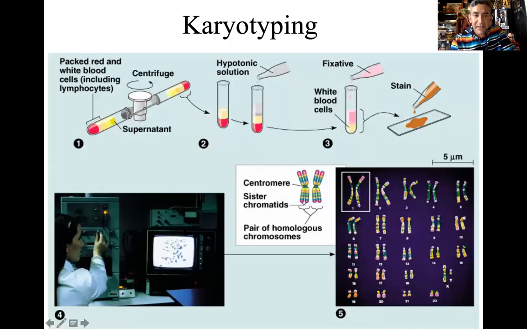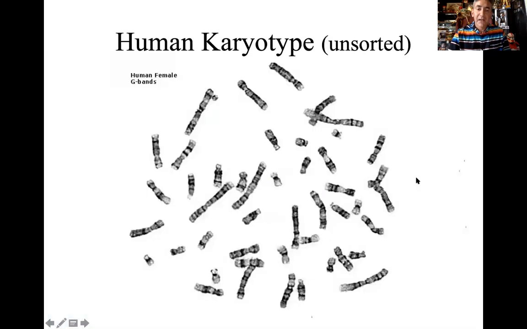So karyotyping requires us to extract fetal cells in multiple possible ways. We get the cells, the cell is ruptured, the nucleus is ruptured, and we then extract all of the chromosomes. The chromosomes are then paired, homologous ones: one from mom, one from dad, one from mom, one from dad, one from mom, one from dad. And this is what an unsorted karyotype looks like. It's hard to work with.